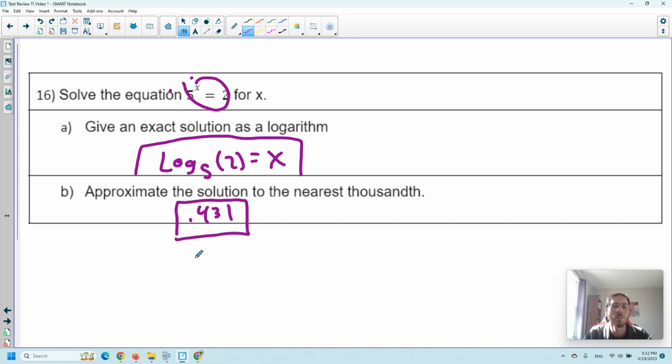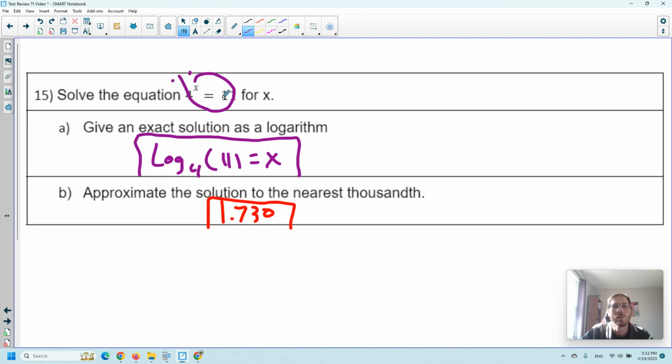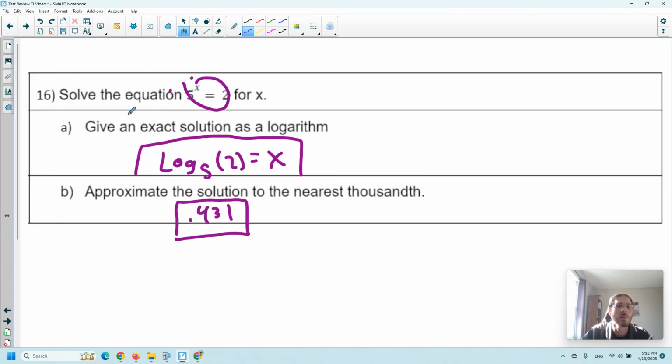All right, kind of cool. So you might ask, well, what's the difference between these two? Oh, well, this one, the base was smaller than the answer, so we got a number that's bigger than 1. Here, the base is bigger than the number, so we get an answer that's less than 1. So kind of cool. All right, fair enough.